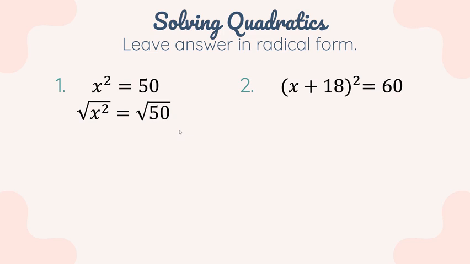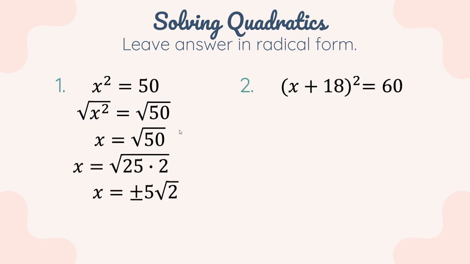I know that 50, if I'm simplifying this and leaving it in radical form, meaning no decimals, you just leave it with the square root symbol. 25 times 2 goes into 50. So when I simplify that, I'm going to get plus or minus 5 times the square root of 2 is equal to x.